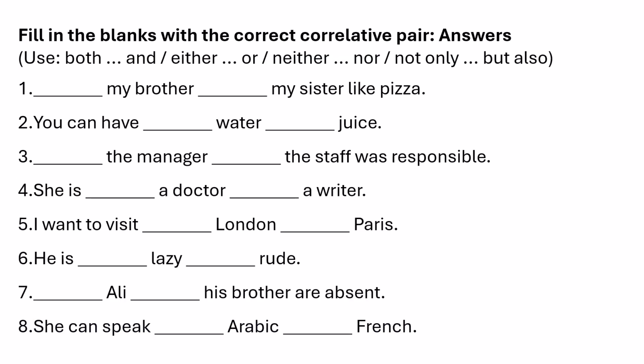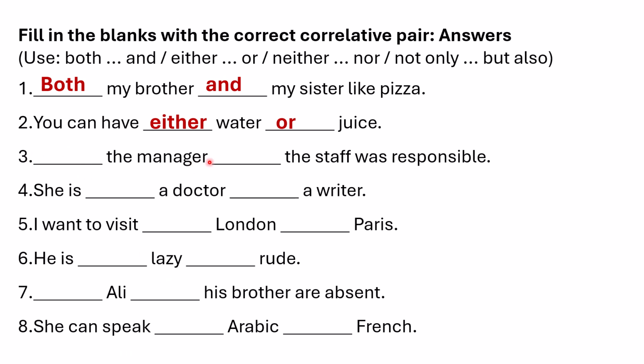Number one, dash my brother, dash my sister like pizza. So you're talking about liking here, like pizza. So my brother, my sister. So what we can use here? Both my brother and my sister like pizza. You can have dash water, dash juice. I have given a choice here. You can take water or juice. So when there is a choice, we use either or. You can have either water or juice. The choice is yours.